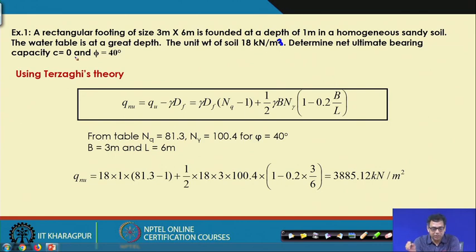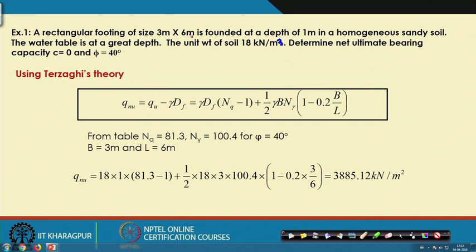Because it is a sandy soil, the cohesion value c is 0 and the friction angle is 40 degrees. This is a 3 by 6 meter foundation on homogeneous soil. In case of layers, we would do the weighted average, but it is homogeneous, and the water table is at a great depth. That means the water table is far below the base of the footing.